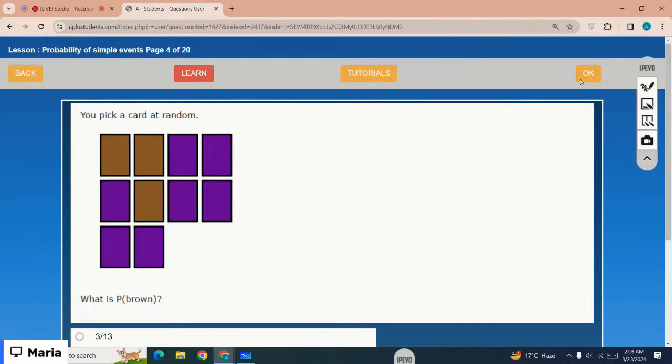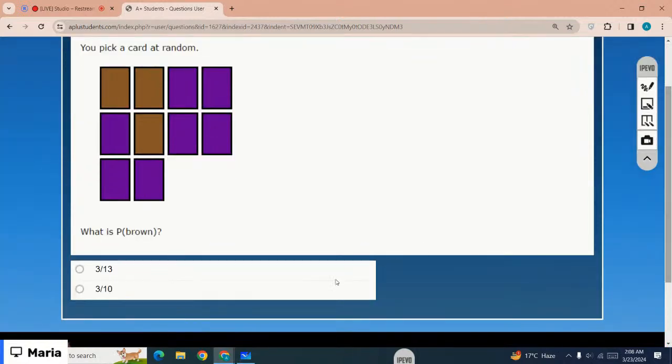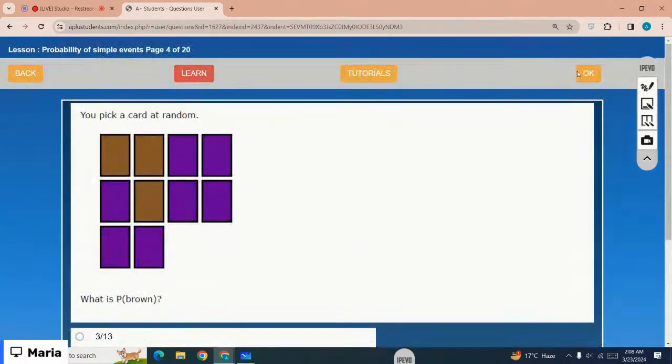Okay, the next one is you pick a card at random. What is the probability of brown? So which is the correct option? So you have 1, 2, 3, 4, 5, 6, 7, 8, 9, 10 cards it is, right? And 3 of them are brown. So that is 3 out of 10. Option number 2 is the correct option. Got it?